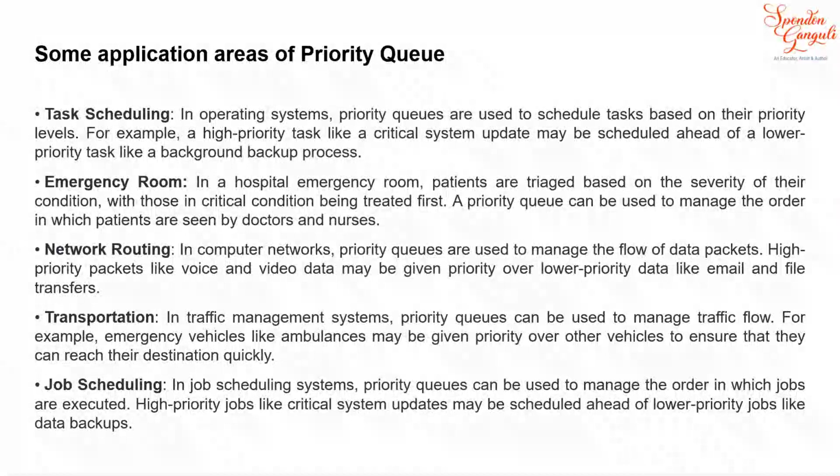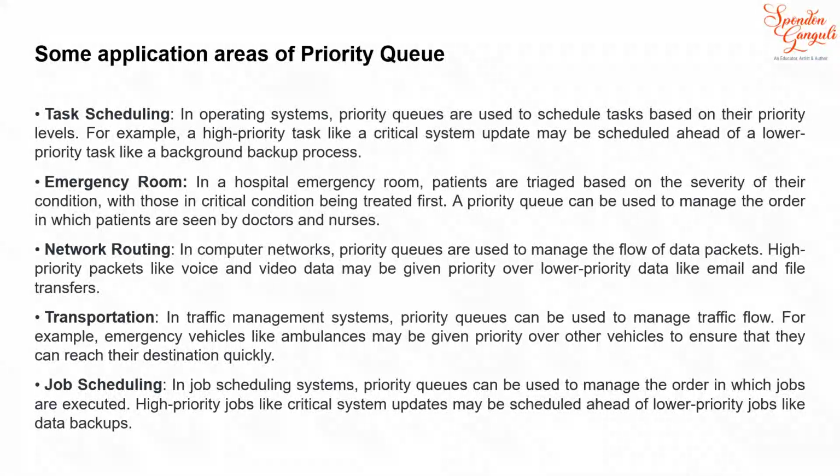In a real life example, let us take the emergency room. In a hospital emergency room, patients are triaged based on the severity of their condition, with those in critical condition being treated first. So a priority queue can be used to manage the order in which the patients are seen by the doctors. Network routing: in computer networks, priority queues are used to manage the flow of data packets. High priority packets like voice and video data may be given priority over lower priority data like email and file transfer.